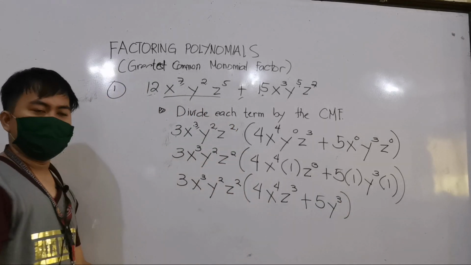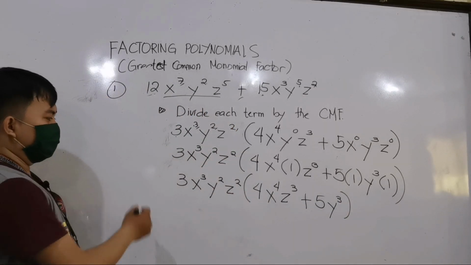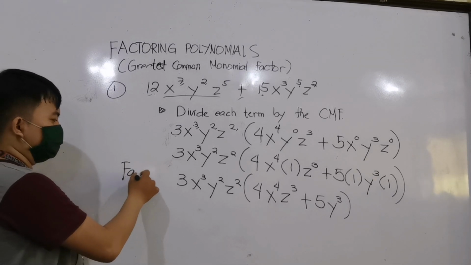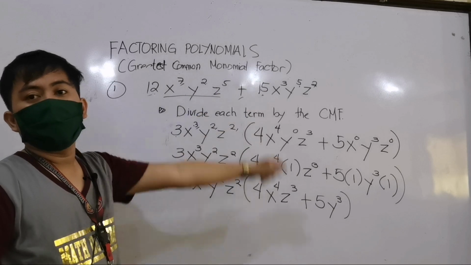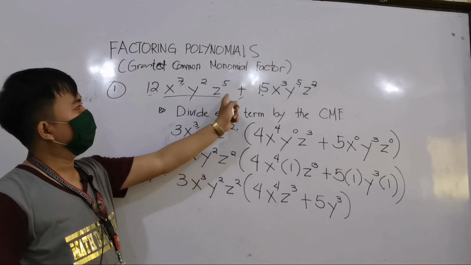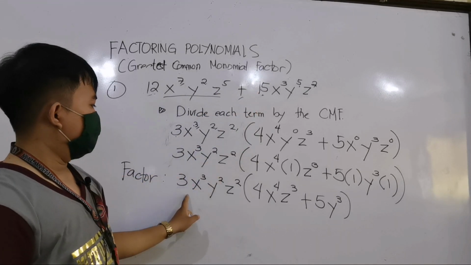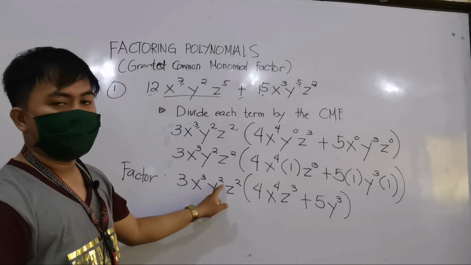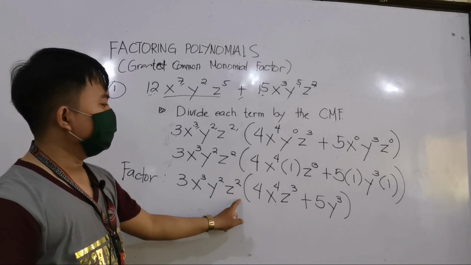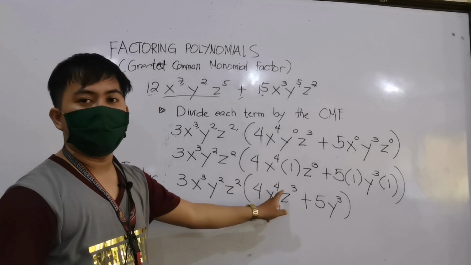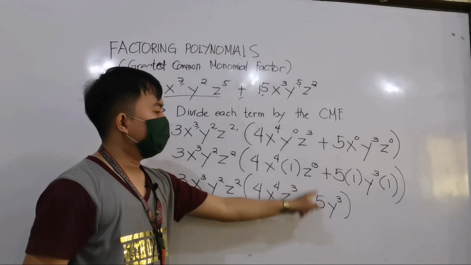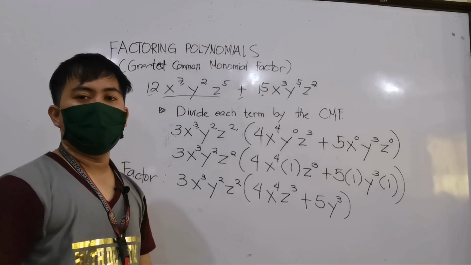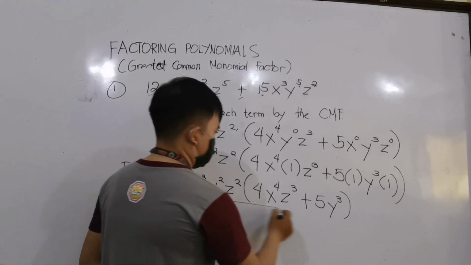Okay, so meaning to say, this is now the factor of these two terms, or the factor of the polynomial is 3x cubed y squared z squared times the quantity of 4x raised to the power of 4 z cubed plus 5y raised to the power of 3 or cube. Alright.